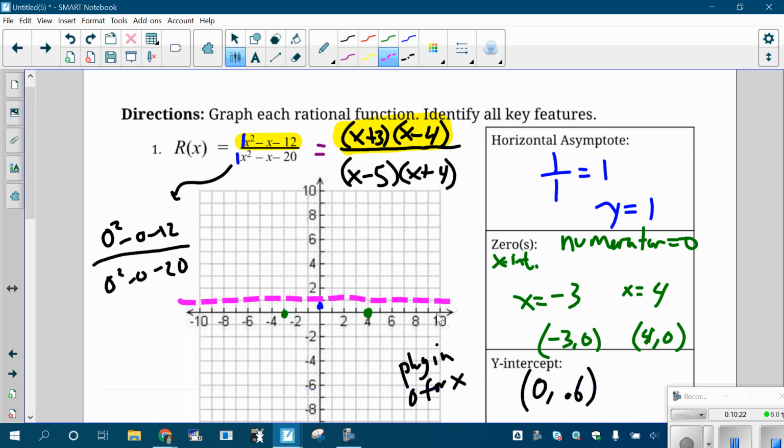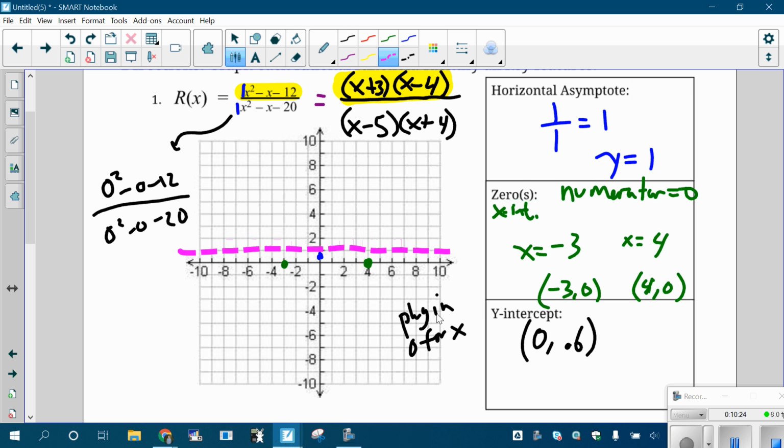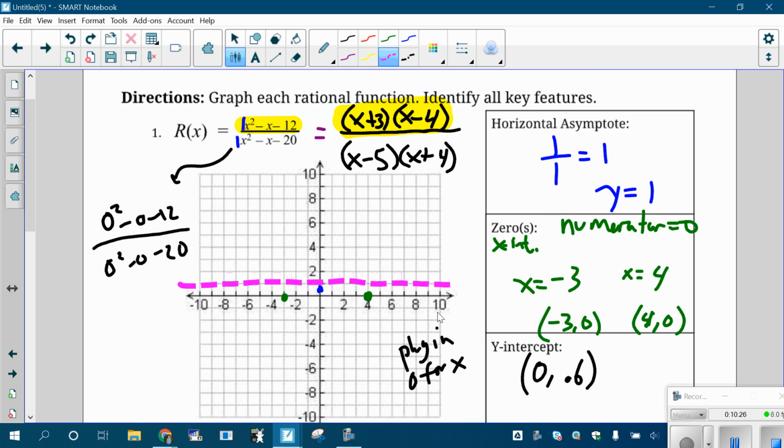Got it? Now, I don't want to throw too much at you at once, so we're just going to stick to these 3 for now. But what I want you to notice is we don't have a complete picture. Like, I don't know what this graph exactly looks like just from these points and this horizontal asymptote. So I'm going to call over my friend.